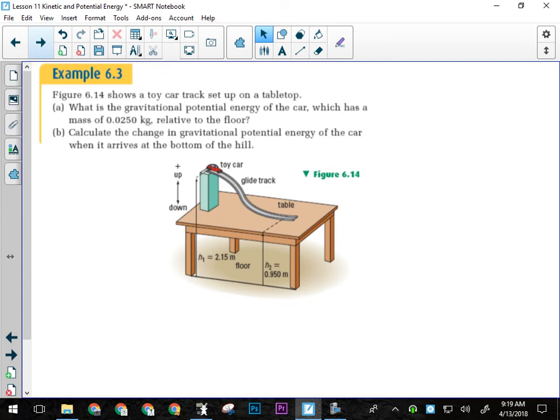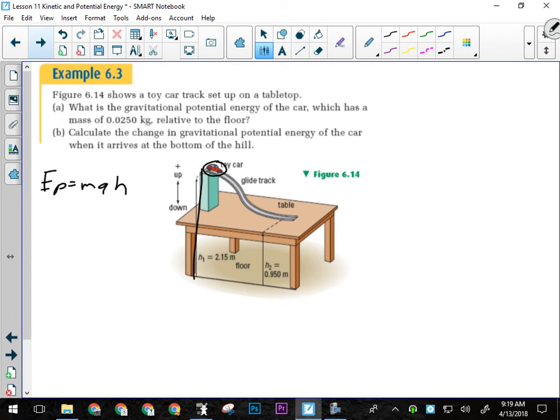All right, so in this question, if I want to calculate the potential energy of the car relative to the floor or the ground, which height am I using? The 0.950 or the 2.15? I want to use the 2.15 because that's relative to the floor. The car is 2.15 meters above the floor. This other one is just from the top of the table to the floor. So EP is just going to be m times g times h: 0.025 times 9.81 times 2.15 meters.